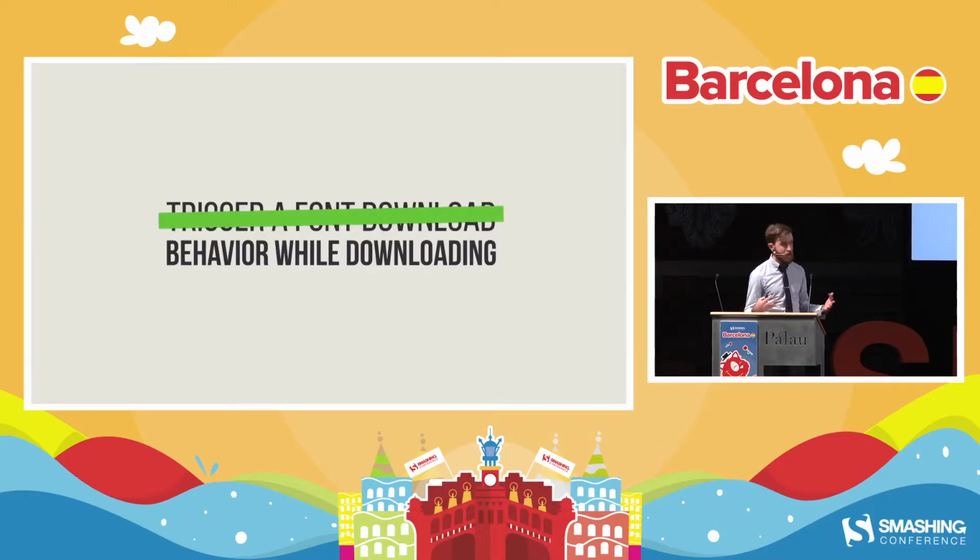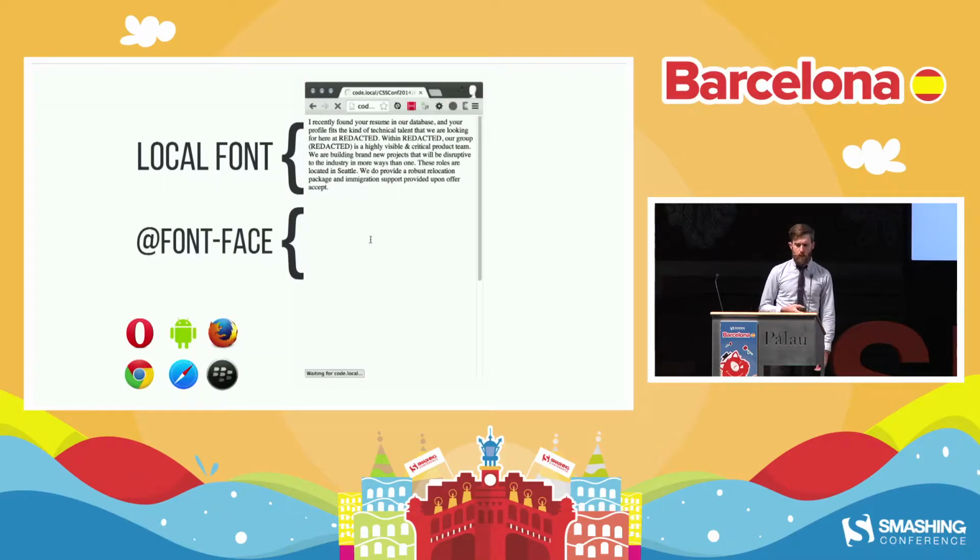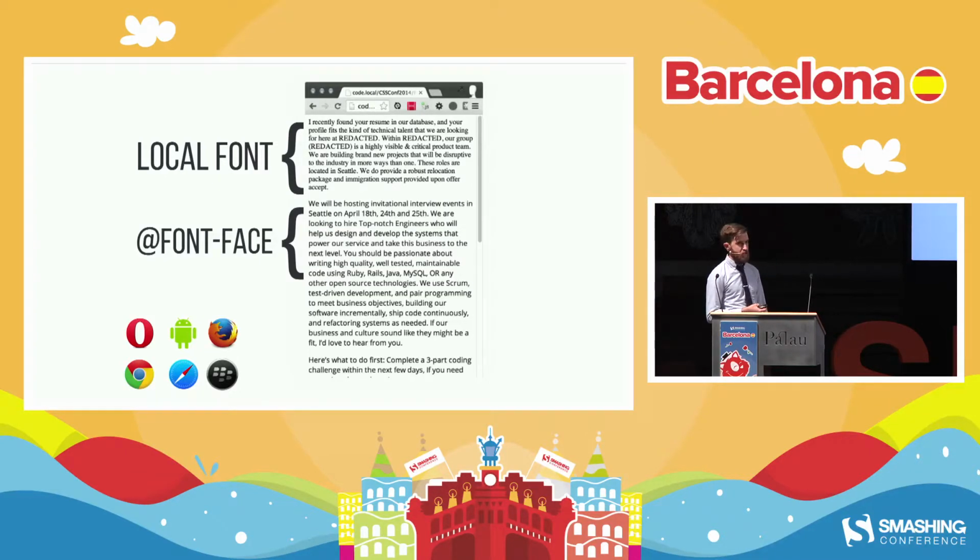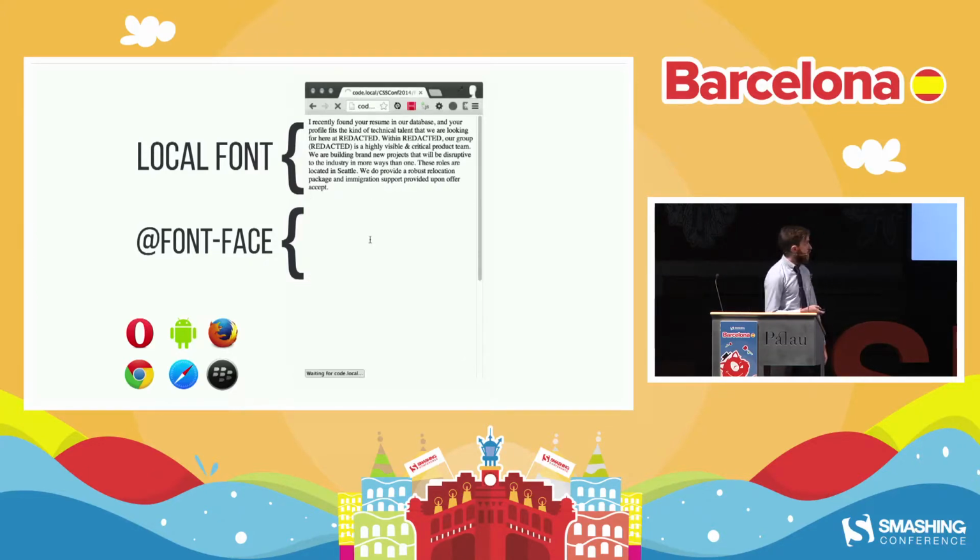So we've learned a lot about how to trigger a font download. But more interestingly, at least to our perceived performance, is how do the fonts behave while they're downloading? For this example, I used a lovely recruiter email that I received for my lorem ipsum text. And you can see that the local font up top is just a locally installed serif font, probably Times New Roman or something. And then the bottom is the web font. So while the font's loading, invisible, right? No fallbacks.